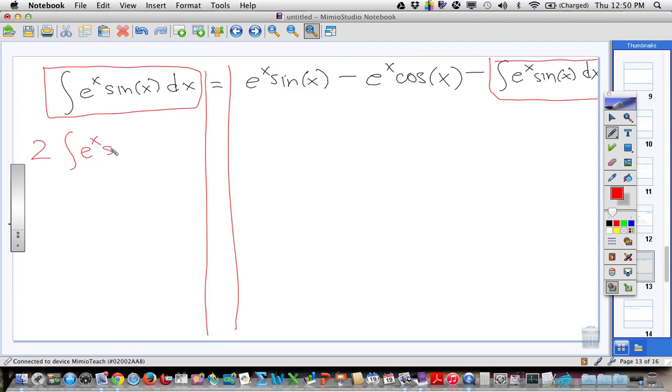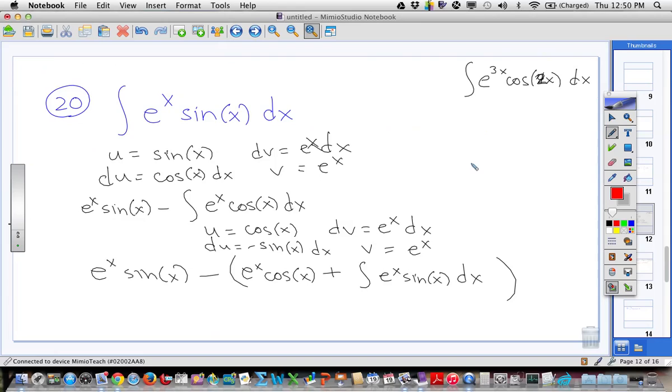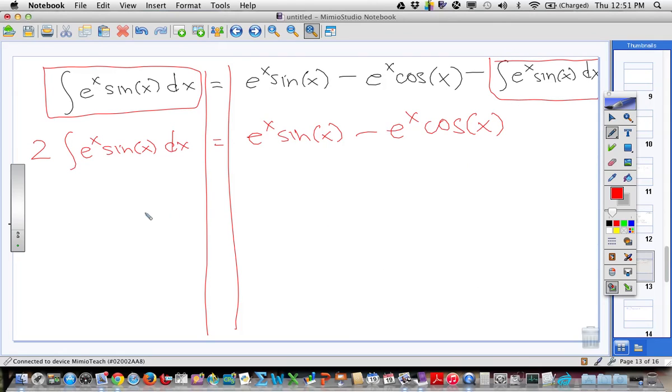I'd have 2 times the integral of e to the x sine x dx is equal to e to the x sine x minus e to the x cosine x. And what am I trying to find? What was I trying to find here? What this equals. That's what I was trying to find. Now, what does this equal? Just divide both sides by 2. There it is. I found it.